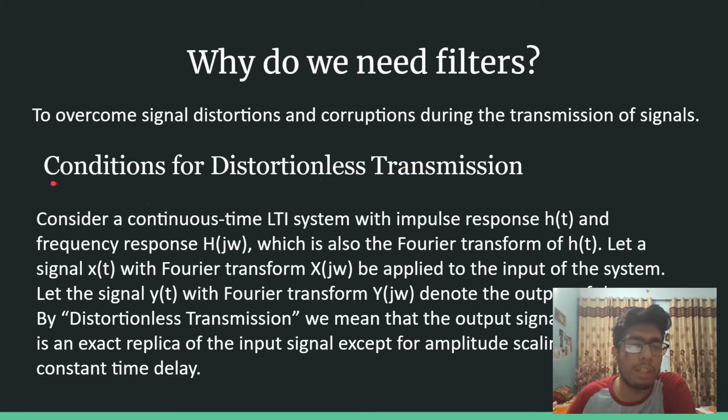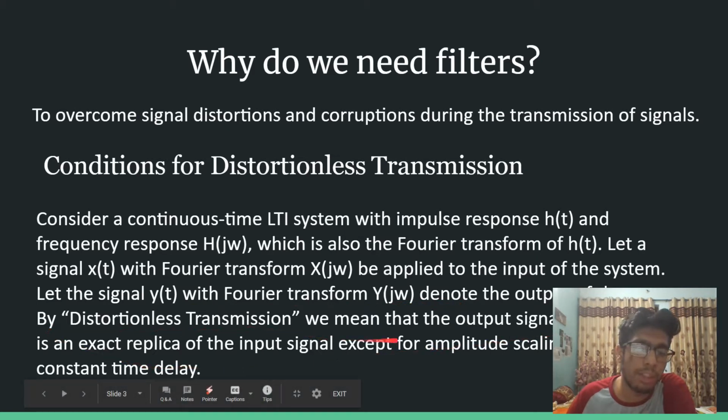And what are the conditions for distortionless transmission, if it can be achieved? So let us study it by taking an example. Consider a continuous time LTI system with impulse response h(t) and frequency response H(jω). This is also the Fourier transform of h(t). Let a signal x(t) with Fourier transform X(jω) be applied to the input of the system, and y(t) with Fourier transform Y(jω) be the output of the system.